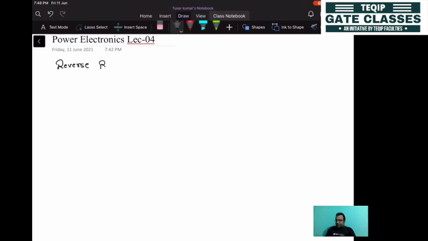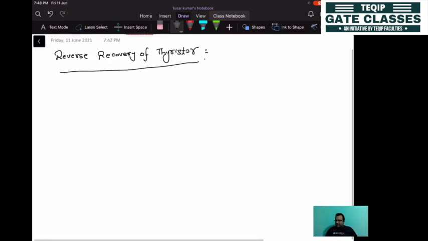Reverse recovery of thyristor. This reverse recovery, the same thing you might have studied in the case of a diode also. Why is it required? Let's understand that first. Then what happens during this reverse recovery?